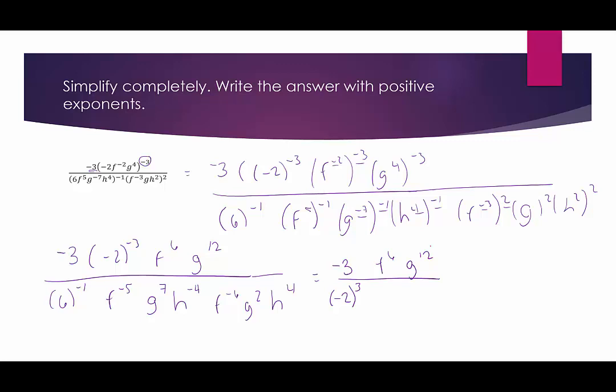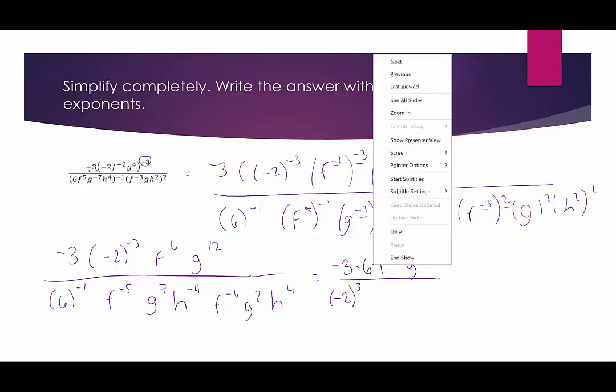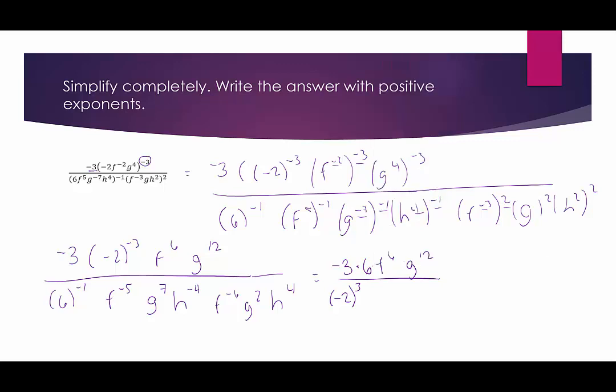6 to the -1 in the denominator. We have a negative exponent. Let's move it up. I'm going to put it right behind that. That would be 6 to the 1, which would just be 6. F to the -5th wants to move up. G to the 7th wants to stay where it is. H to the -4th wants to move up, where it'll be +4. F to the -6 wants to move up, where it'll be +6. So we've got that one. G squared is happy in the denominator, and h to the 4th is happy in the denominator.